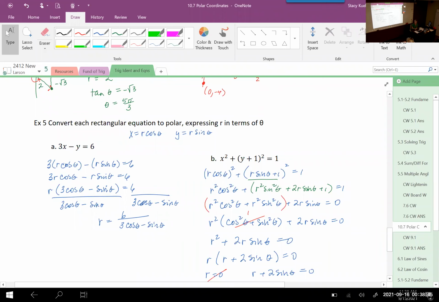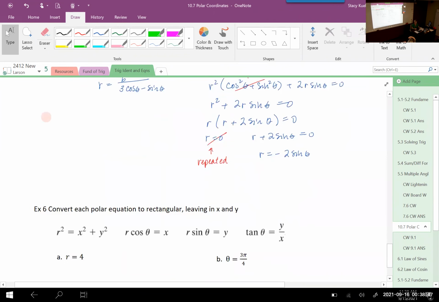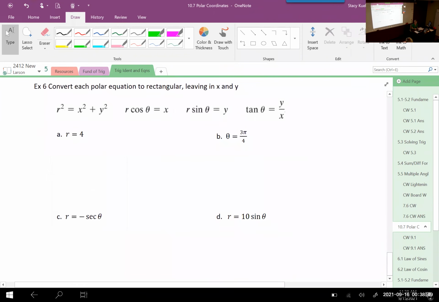So now let's go in the opposite direction. I want to take everything that's an r and a theta, and I want to turn it into the x's and y's. And all I did was rewrite our conversions right here so that we would see them easily.